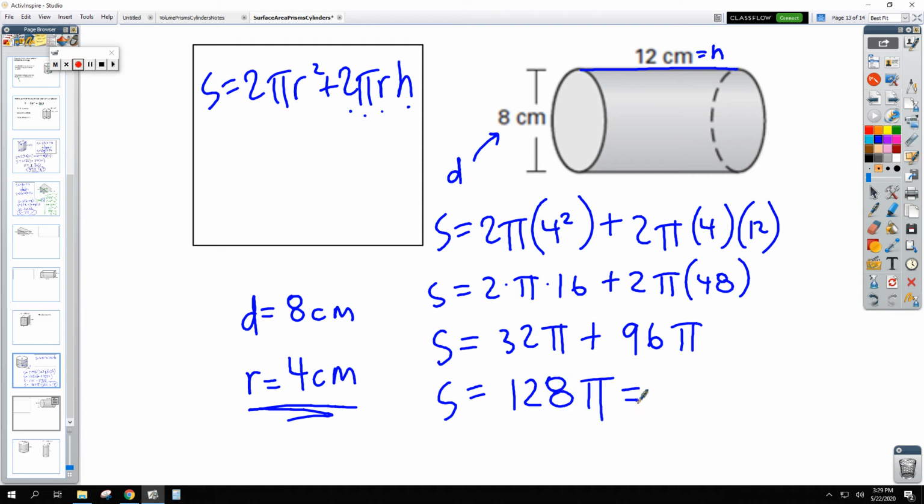again, I'm going to multiply by the symbol pi here on my calculator. Timesing it by pi gives us 402.1 square centimeters. There you go, surface area of that cylinder.